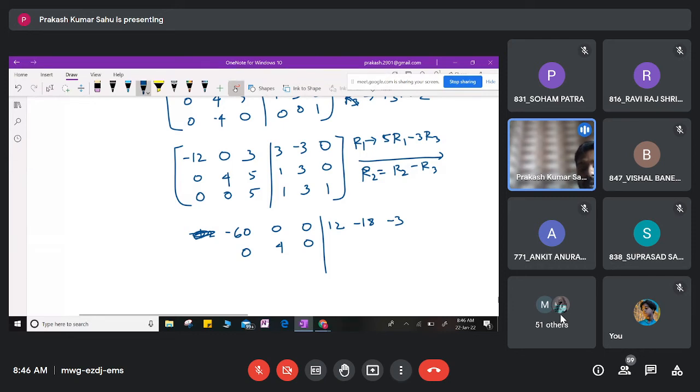Then ये हो जाएगा 1 minus 1, this will be 0, 3 minus 3, this will be 0, 0 minus 1. Then your row 3 will be fixed, this is 0 0 5 1 3.